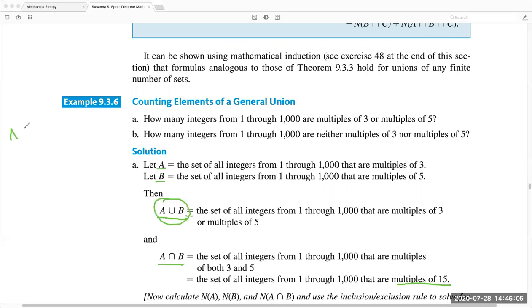so how can we do that? We need to make use of the formula. So that's N(A) plus N(B), then minus N(A intersect B). So how can we find the number of multiples of 15? So how many are the number here?